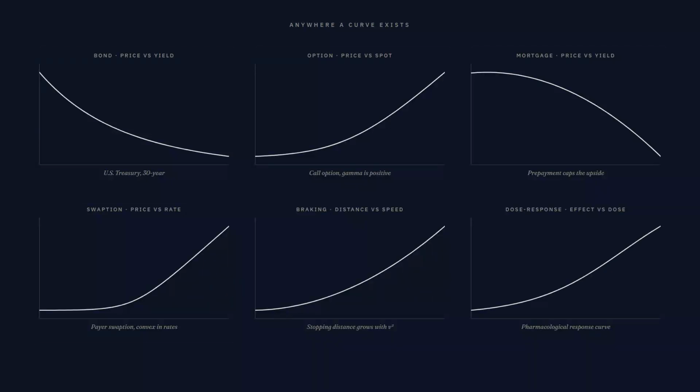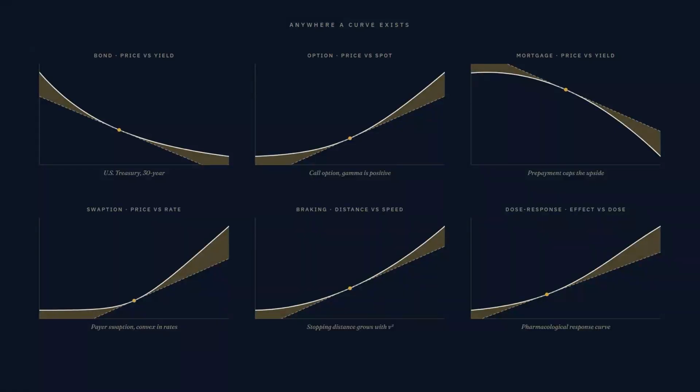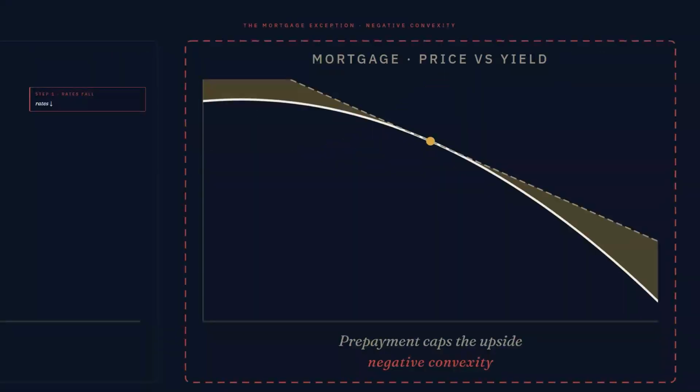On every one of these curves, bonds, options, mortgages, brakes, drug responses, you can pick a point and draw a tangent line. And in every case, the curve sits a little above or a little below that line. The gap between the line and the curve is convexity. It is the universal name for the price you pay for pretending a curve is a line. Most of the curves you'll meet in finance bend in the bondholder's favor. The gap shades above the line, meaning the curve's reality is better than the line's prediction.